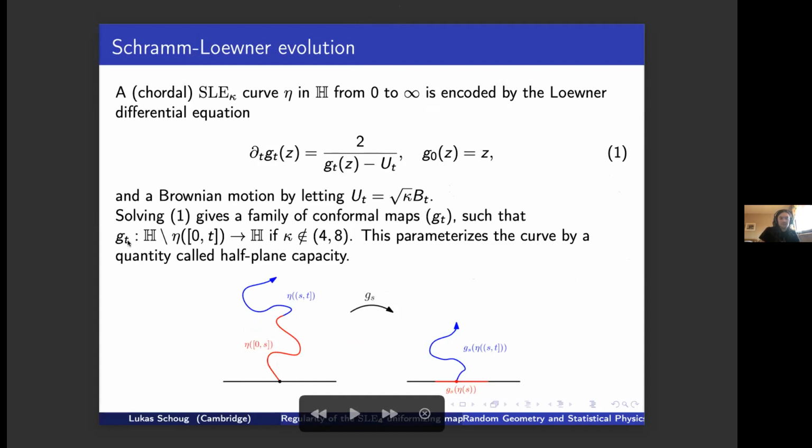So this generates a family of curves whose domain is given by the exterior of some curve, and this curve is what we define to be an SLE_kappa for kappa between 0 and 4. And in case you have kappa between 4 and 8, then you just take the unbounded connected component of this curve to be the domain for the map g_t.